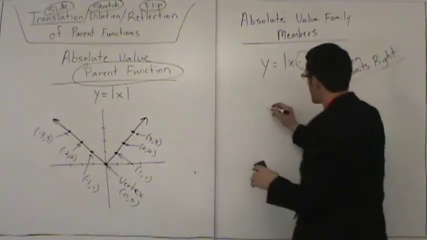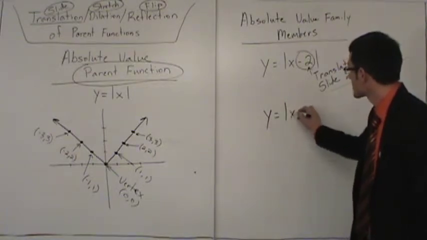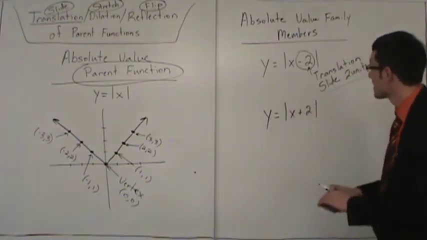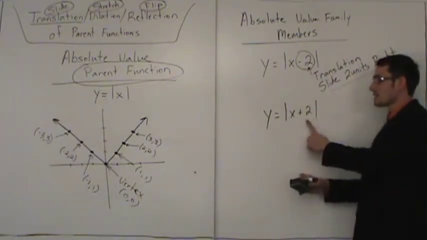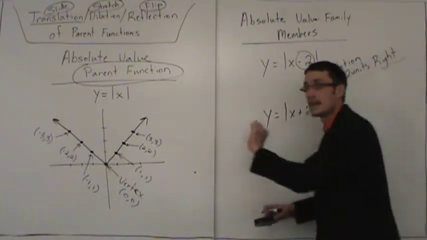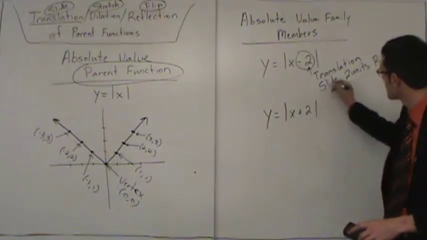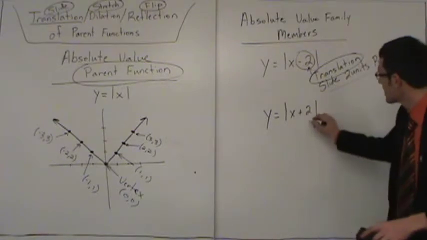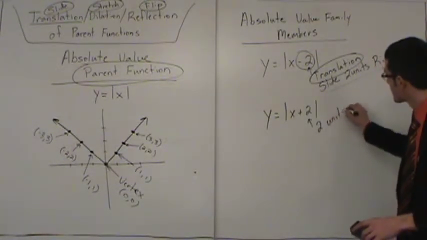Okay, now, what if we have this? y equals the absolute value of the quantity x plus 2. Hopefully you can say, well, minus 2 means 2 units right, so plus 2 means 2 units to the left. So if 2 is being added inside, this results in a translation. We don't need to write the word translation every time. I'm just going to highlight this point. This is 2 units left.